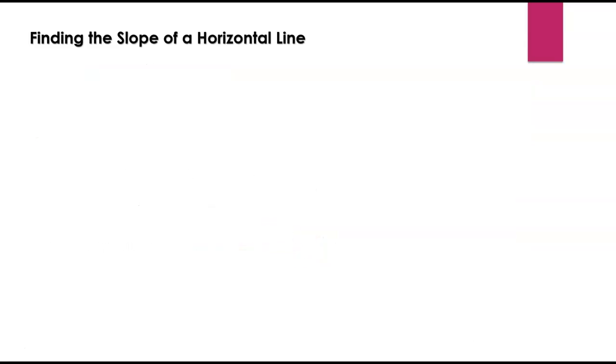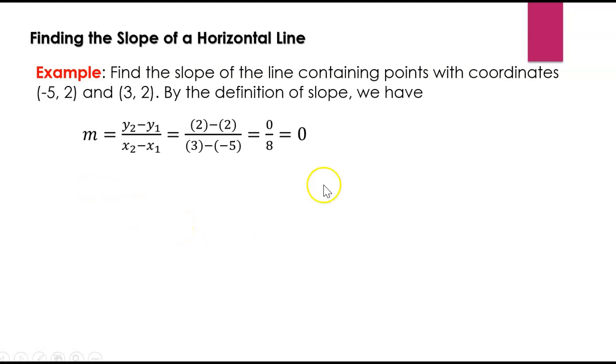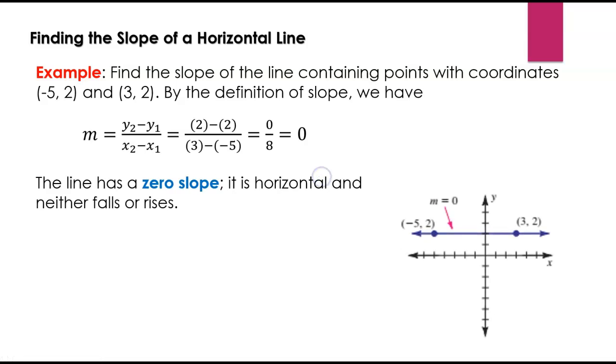We also have horizontal and vertical lines. An example would be, we want to find the slope of a line containing points with coordinates -5, 2, and 3, 2. By definition of the slope, we have y2 minus y1 over x2 minus x1 is 2 minus 2 over 3 minus -5, which is 0. We already know that these points, -5, 2, and 3, 2, from our previous discussion, form a horizontal line. So now we can see that a horizontal line has a slope of 0.